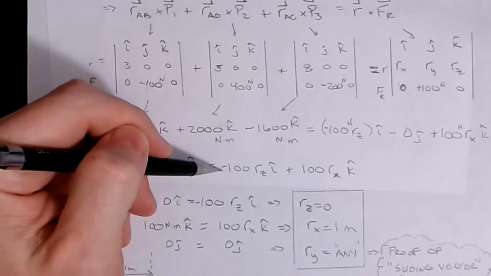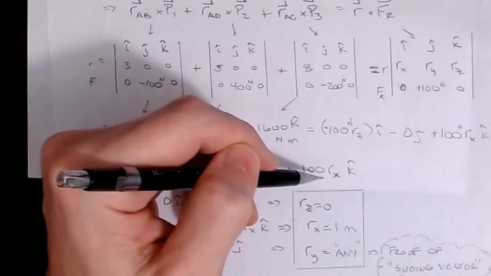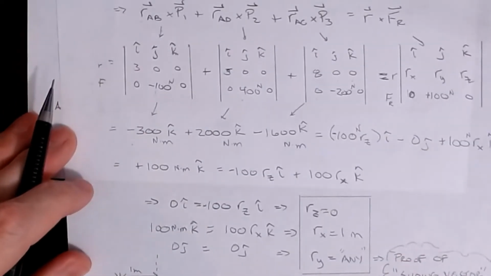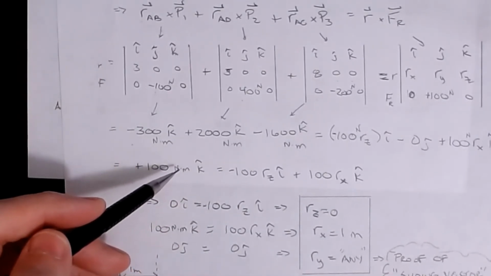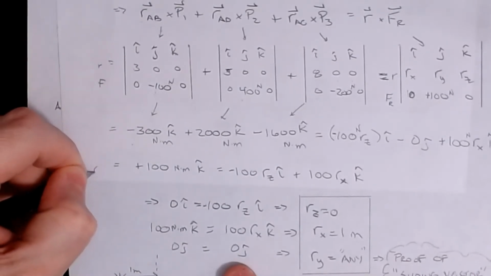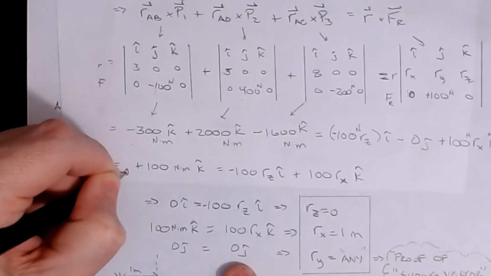Okay, and then I get minus 100 RZI plus 100 RXK. All right, now what we can do is come in and compare terms. I can compare the I term. Although we only wrote it as K, this is actually 0I plus 0J plus 100 Newton meters K.